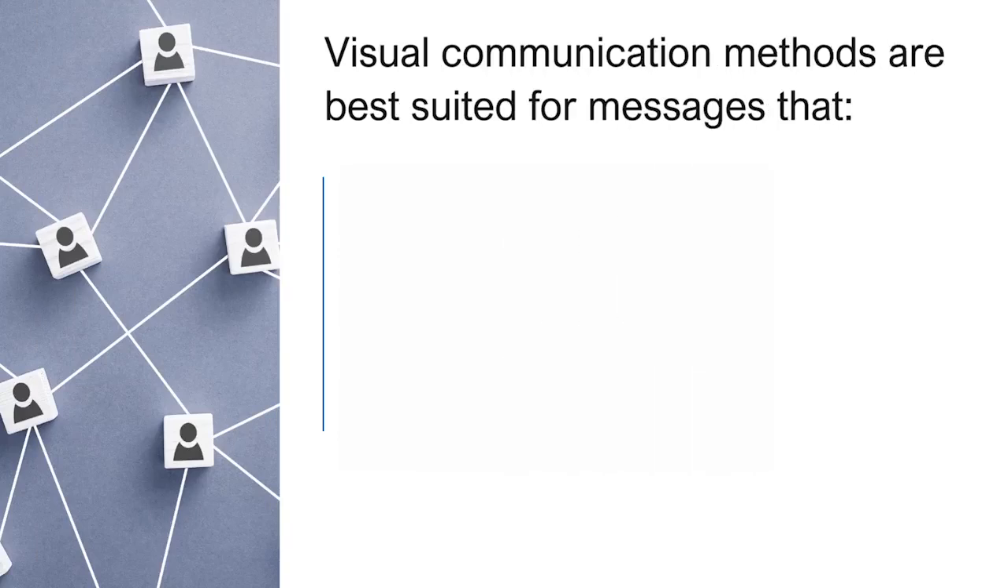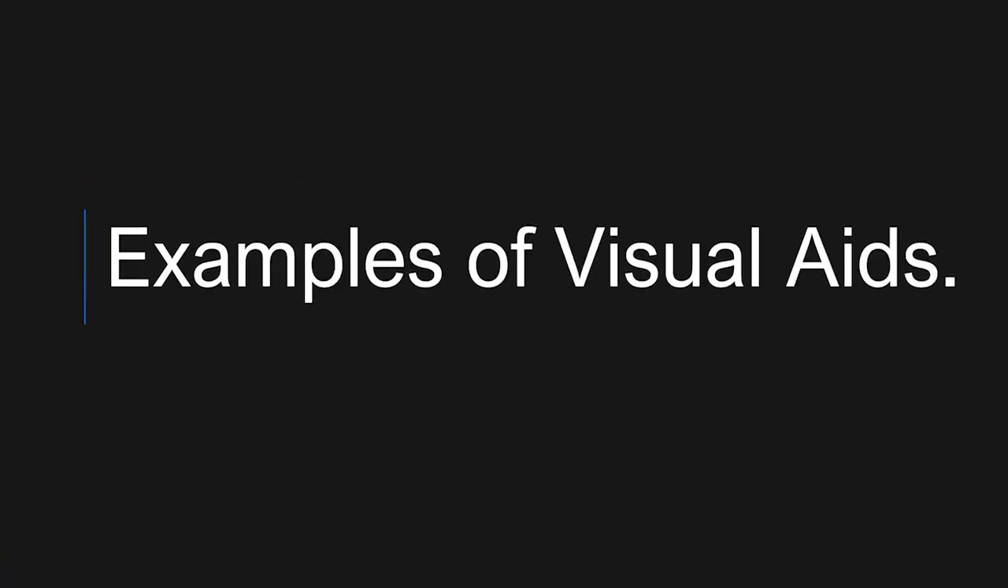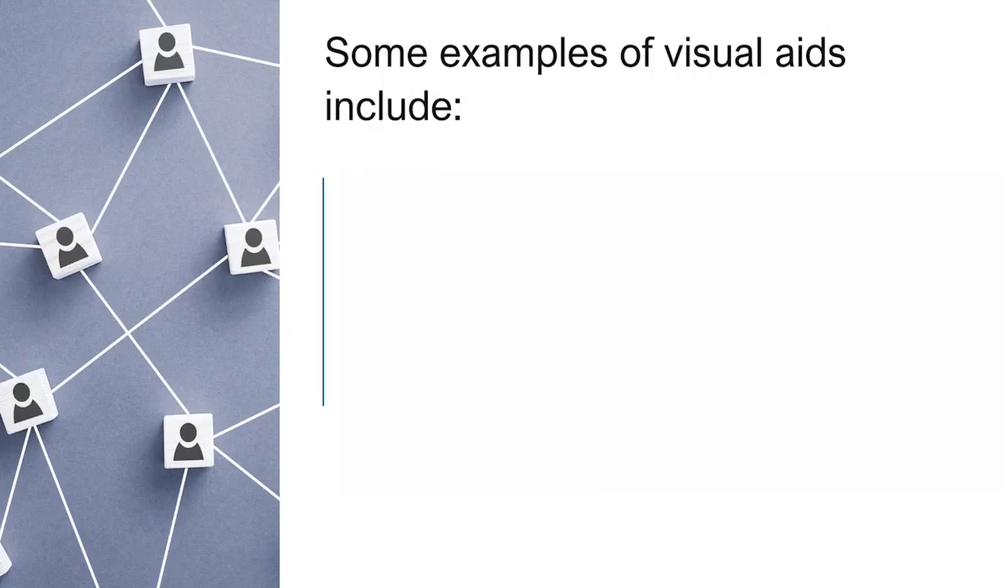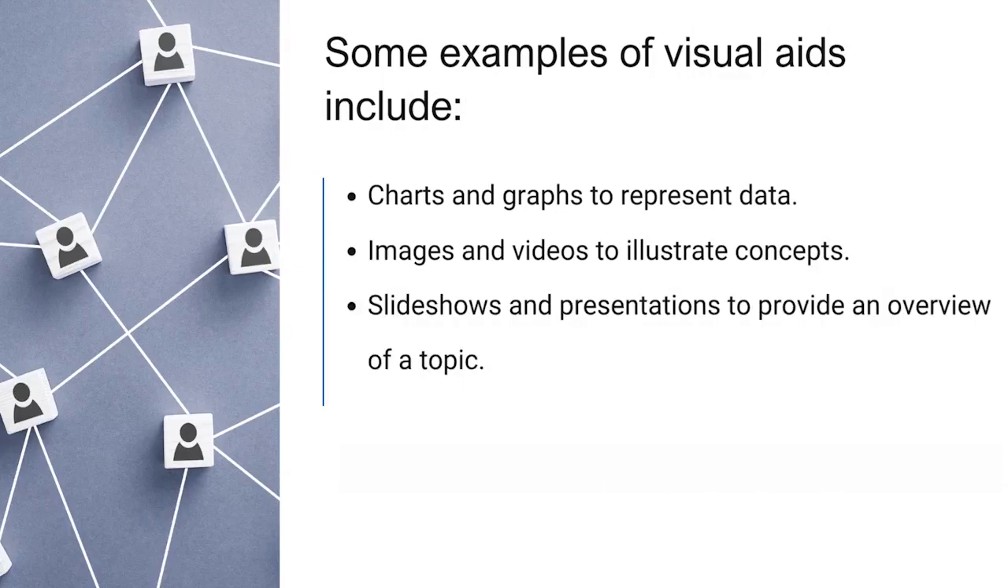When to use visual communication. Visual communication methods are best suited for messages that are simple, require clarity, involve data, involve comparison, require emphasis. Examples of visual aids. Some examples of visual aids include charts and graphs to represent data, images and videos to illustrate concepts, slideshows and presentations to provide an overview of a topic.